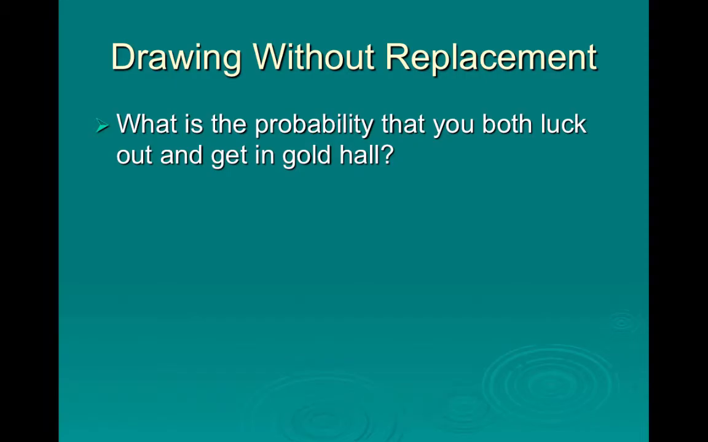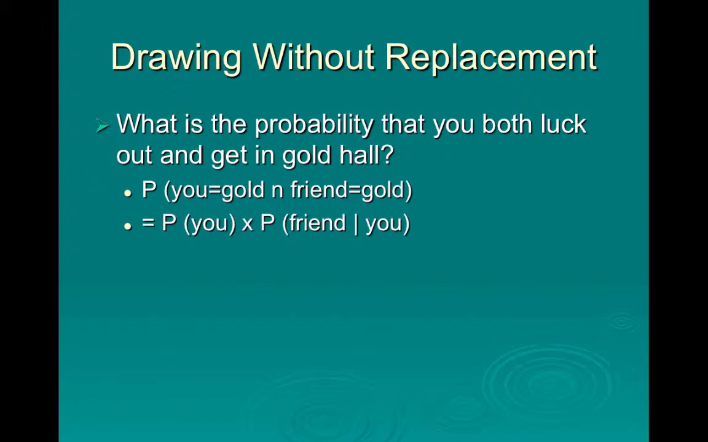Another example, what is the probability that you both luck out and get in Gold Hall? So that's the probability that you get gold and your friend gets gold. So this would be the probability of you times the probability of your friend given you. Again, we're dealing with dependent probabilities here. And according to the general multiplication rule, if you have to multiply dependent probabilities, you have to multiply by the conditional probability. So we have the probability you get in Gold Hall, and then the probability your friend does given that you did. So this would be 3 out of 12 times 2 out of 11.